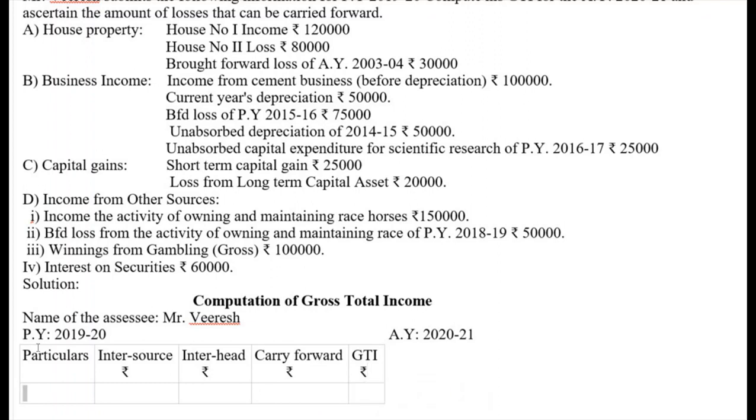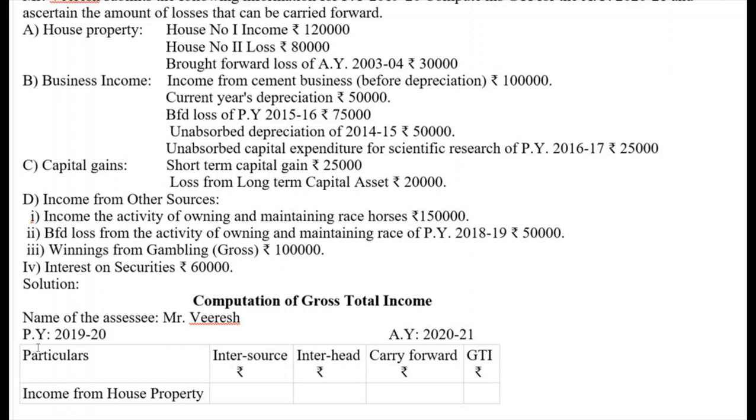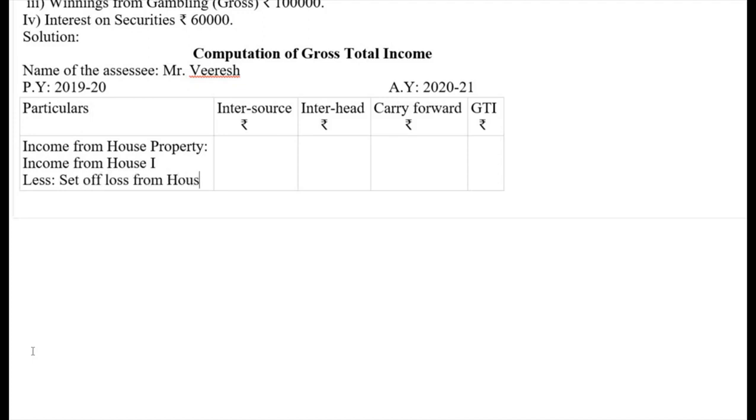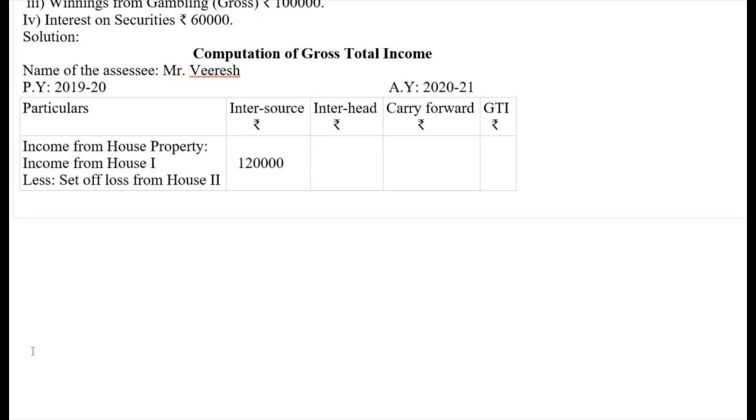So now first let's go for income from house property. So there's income from house 1, less set off of loss from house 2. So income from house 1 is rupees 1,20,000, minus 80,000 here.